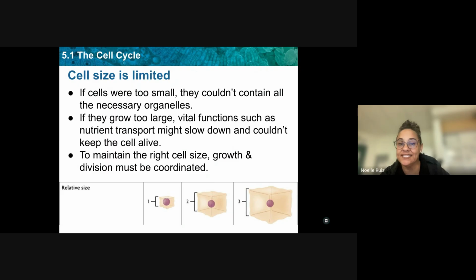And cell size is limited. If cells were too small, they couldn't contain all the necessary organelles. But if they were too large, vital functions such as nutrient transport might slow down and couldn't keep the cell alive. So cells always have to coordinate how big they get. If they get too big, it's time to divide and split in half. So to maintain the right cell size, growth and division must be coordinated.